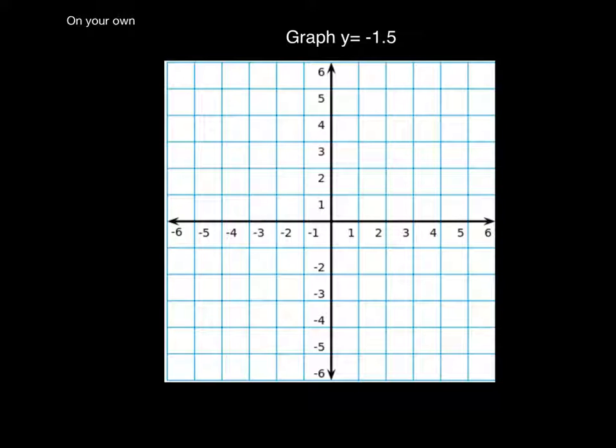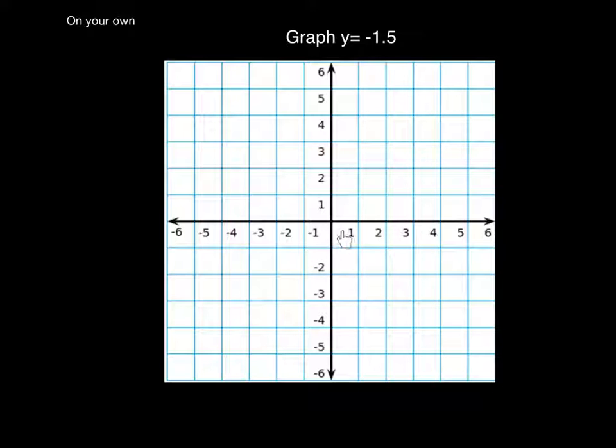Okay, here's one of those special situation equations that we talked about a few slides ago. This is graph y equals -1.5. There's no x's that I can plug in for. Remember when we have that y equals any number? It's simply a horizontal line at that number. So y equals -1.5.